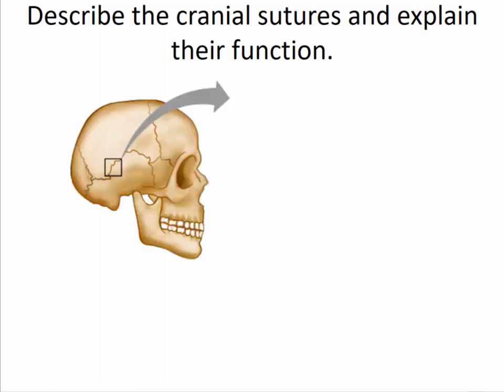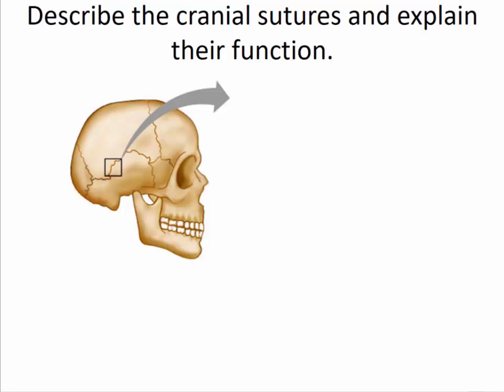Sutures are an immovable joint found between adjacent flat bones. Cranial sutures specifically are an immovable joint found between the bones that make up the cranium. No action or movement takes place at this joint. This is for obvious reasons.